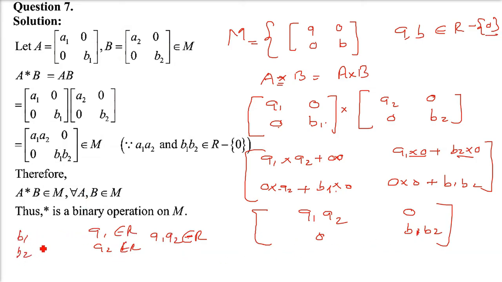B1 and B2 belonging to real number. So B1 into B2 multiplied by B2 will always be real number. Right? Okay. So this particular result is also belonging to this M set. This star is a binary operation on this capital M, because A is belonging to M, B is belonging to M.